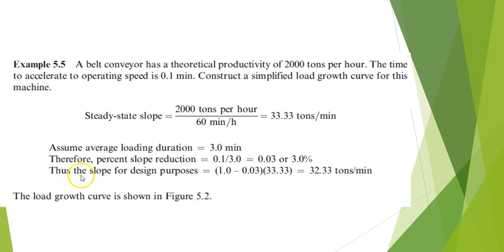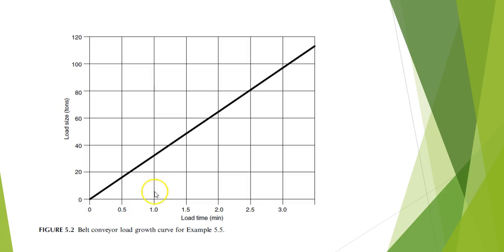So if you want to consider a slope for design purposes, then you're going to take the 3% away. That's what we're doing right here. 1 minus 0.03, or 0.97 times 33.33, which is the maximum, tells us that the slope is going to be 32.33 tons per minute. So then we can plot that. Again, that's a straight line.